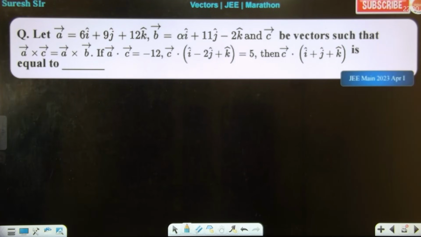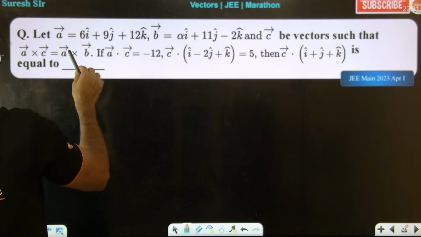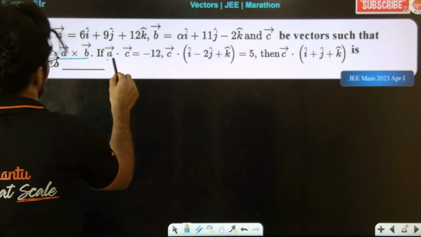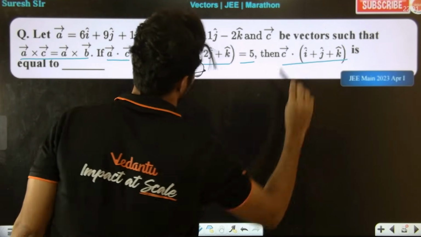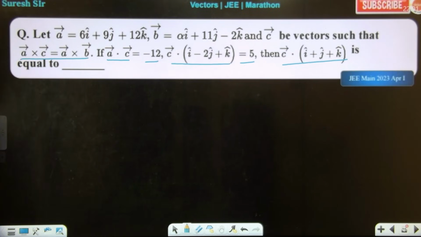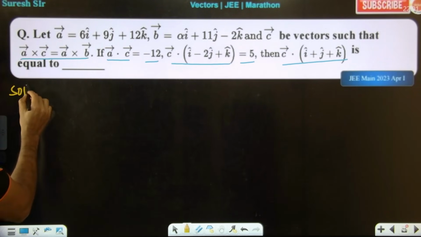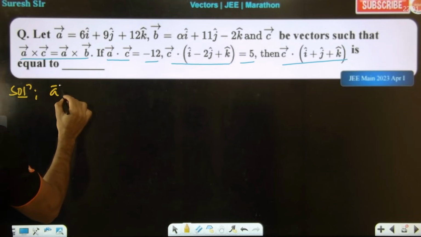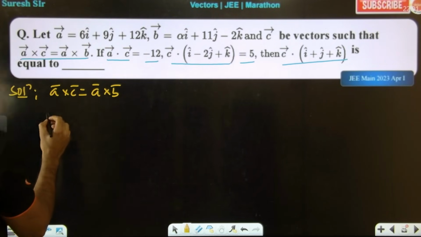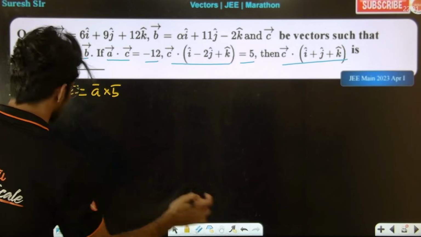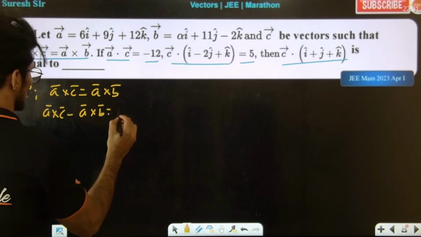Sir, in the question, firstly, so A vector and B vector and C, 3 vectors such that A dot C is equal to this, C dot this vector is equal to 5, then C dot ijk is what, sir? Sir, firstly I will start from this. This is very simple here, tell me. A cross C is equal to A cross B.